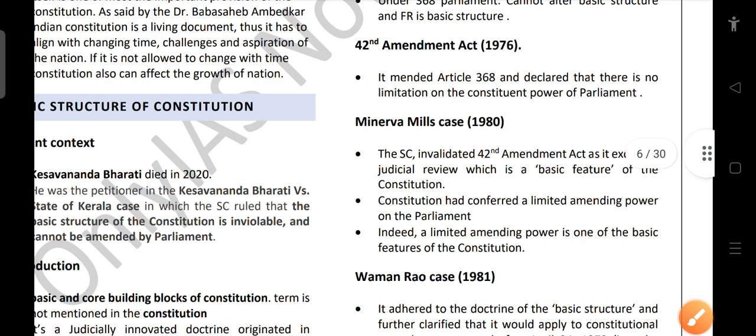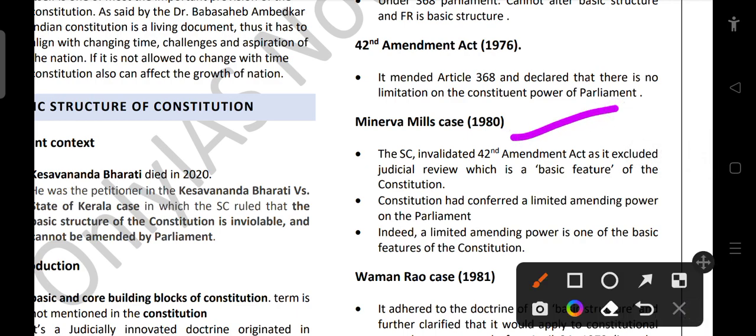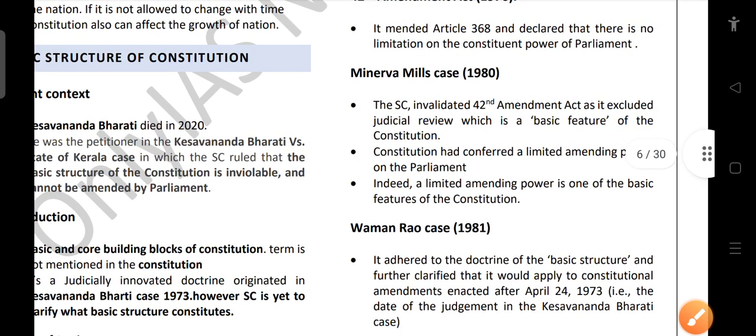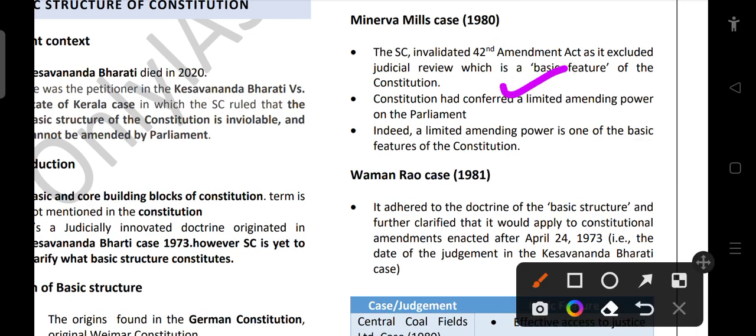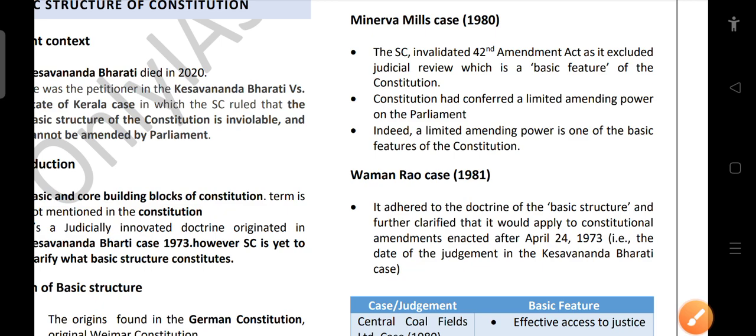Then in the Minerva Mills case 1980, the Supreme Court again invalidated the 42nd Amendment Act, which had excluded judicial review, which is a basic structure of the Constitution. The Constitution had conferred a limited amending power on Parliament. Indeed, a limited amending power is also one of the basic structures. So the Supreme Court said that judicial review is a basic structure and the limited amending power of Parliament is also a basic structure. Both these things cannot be altered or taken away.